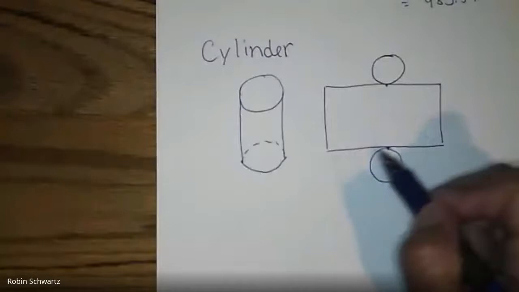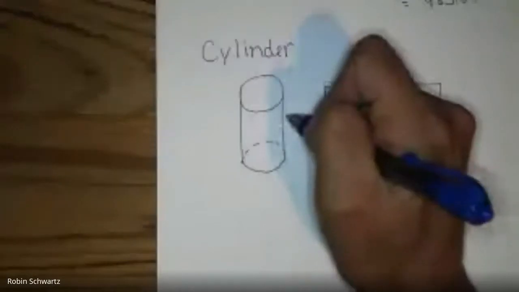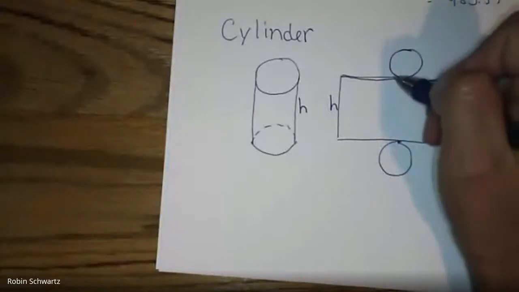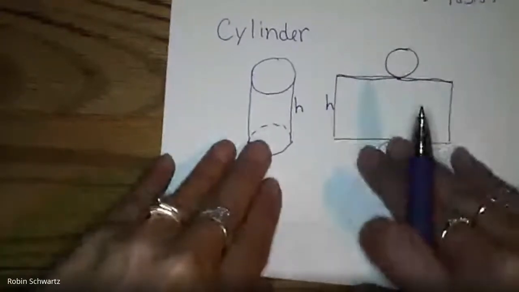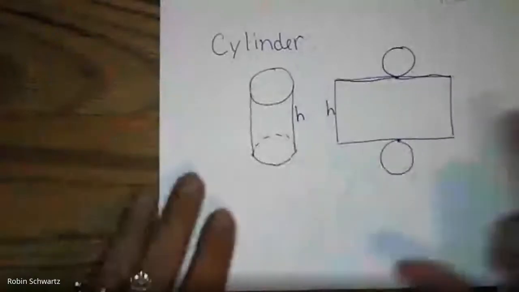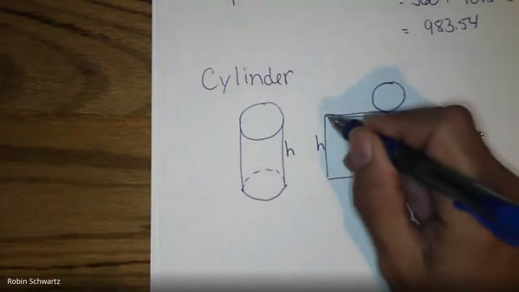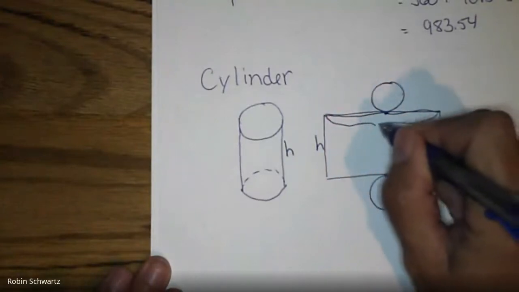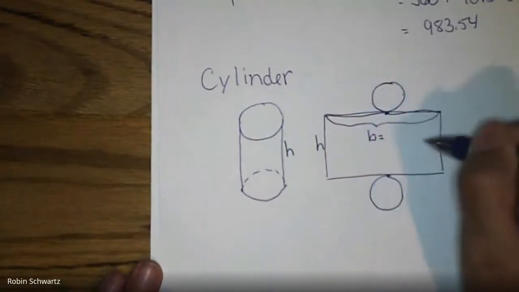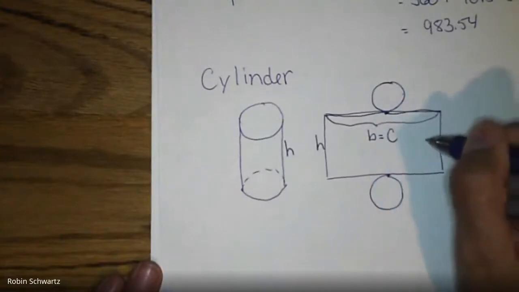Remember, any rectangle is base times height. Well, the height of the rectangle is the height of the cylinder. But this distance here, think about this. That distance along there wraps around this circle. Think about this rectangle right here. If I want to curl this into a cylinder, that straight edge wraps around the circle. The distance around a circle is called circumference. So this base of the rectangle is equal to the circumference of a circle.